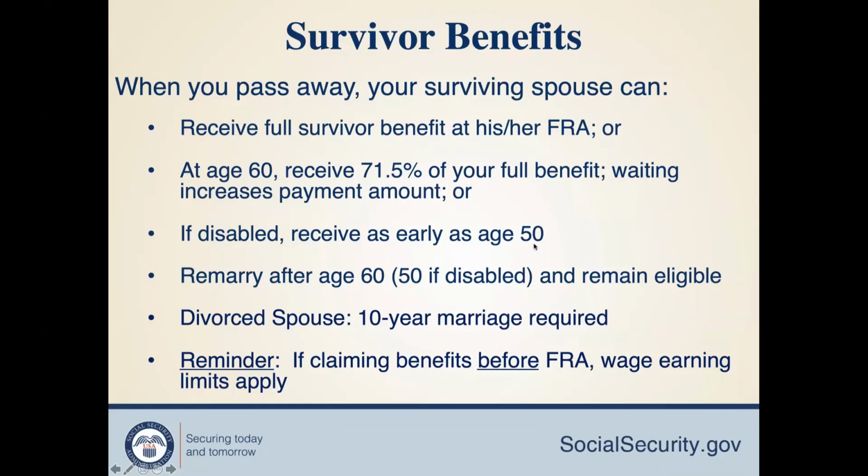Disabled, even age 50, right? And she can still remarry after age 60 and still remain eligible, right, for survivor. And divorced spouse, 10-year marriage required, right? So again, reminder, if claiming benefits before FRA, if she is still working, then the wage earning limits, withholding, all those things will apply. The survivor benefit. Basic thing here is, when the main person passes away, then the other spouse starts getting the benefit, if her own benefit is less.